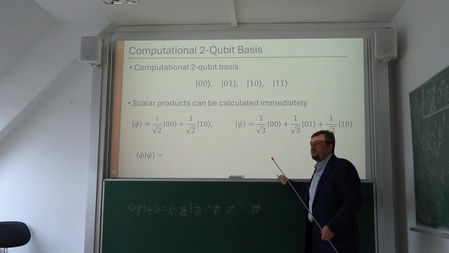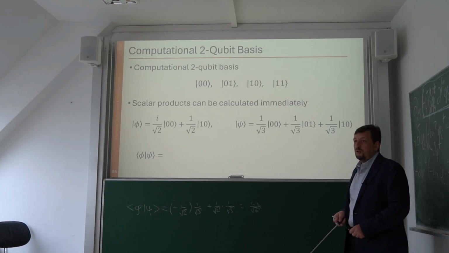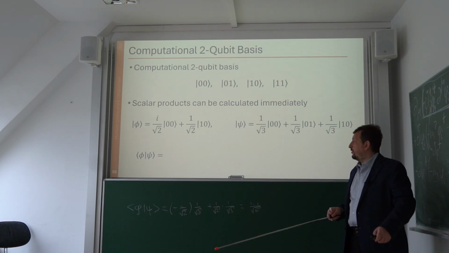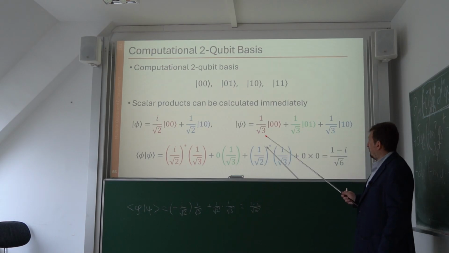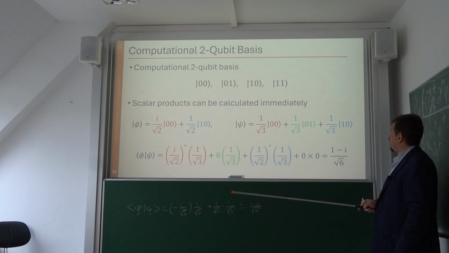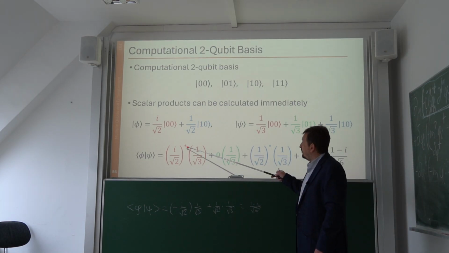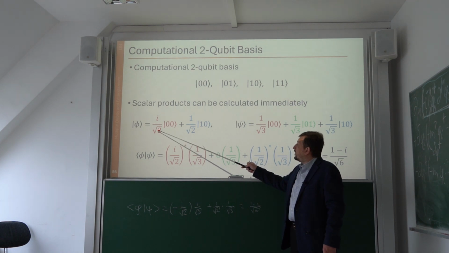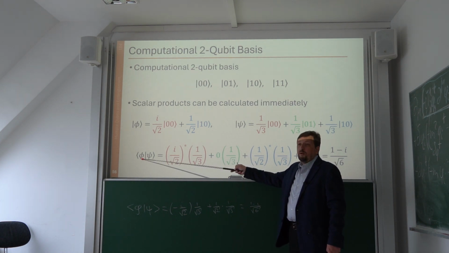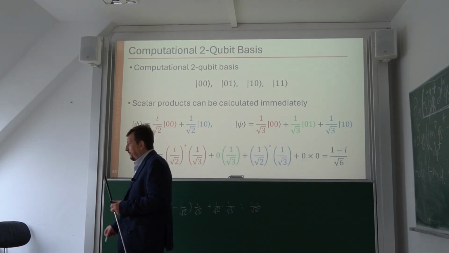So when we have two states written in the computational basis, the calculation of the scalar product is very simple. Here everything is color coded. What's important is to not forget to complex conjugate the coefficients near the bra vector. This is a very common mistake. It leads to different results and you don't understand what's going on.